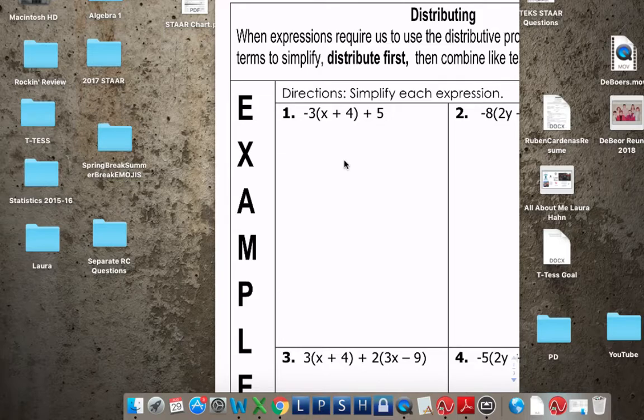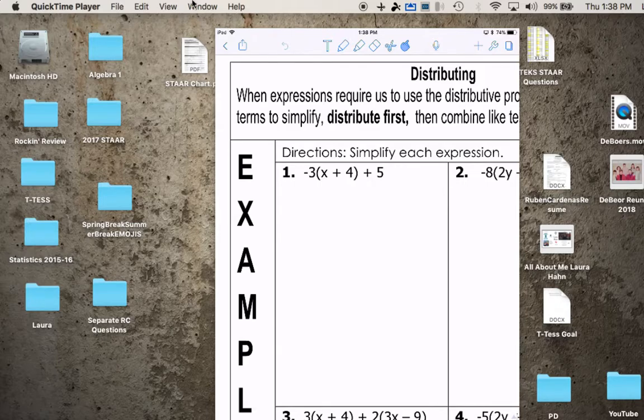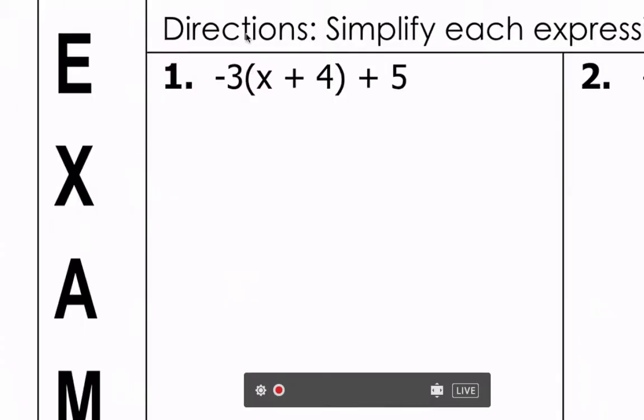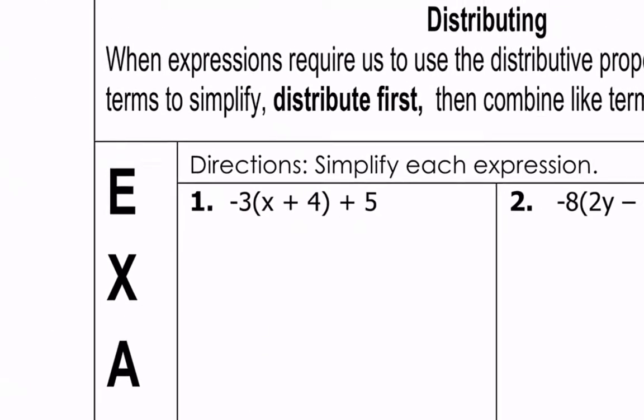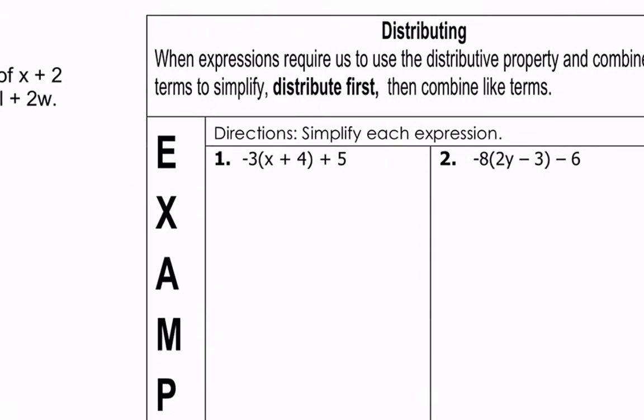So today we're going to be covering distribution. Distribution pretty much is just multiplying. All right, let me enlarge this. Okay, so we're going to kind of combine this distribution, which is new, with what we did yesterday.